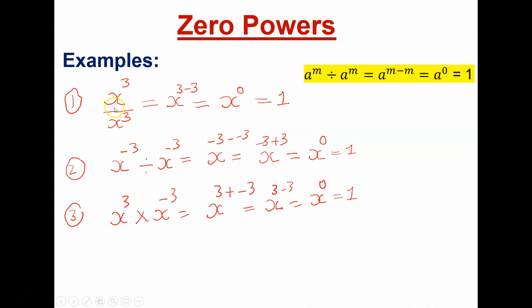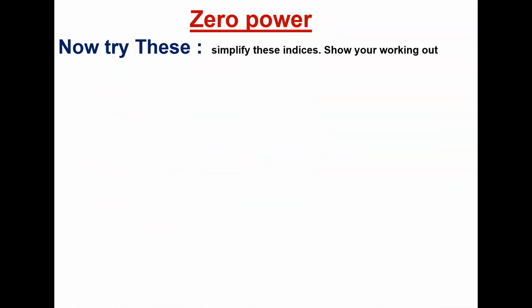And why they're equal to 1 I explained here: because those two numbers are exactly the same, and if you divide two exactly the same numbers, you always get 1. Take 9 divided by 9. Take 2 million divided by 2 million. Take minus 5 divided by minus 5. You always get 1. Okay. I have a few questions here for you to try. You can stop the video and complete them.